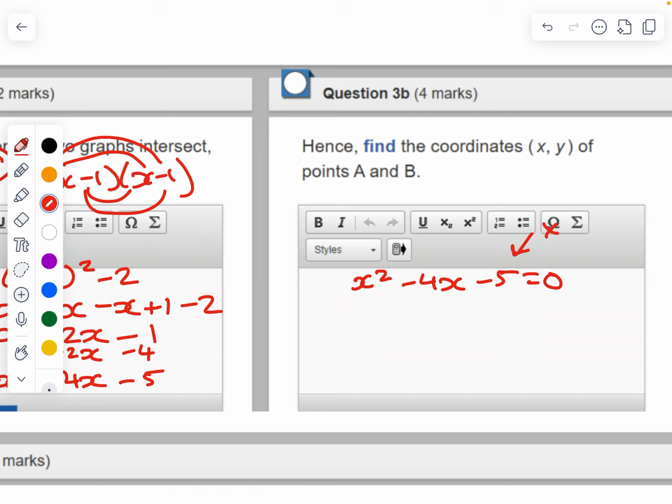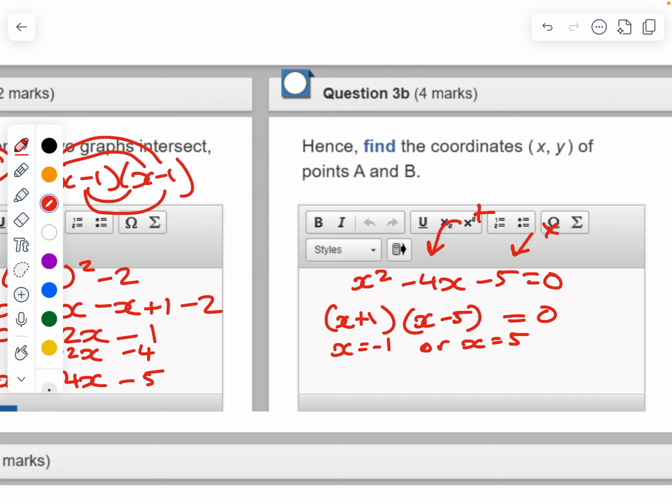So two numbers that multiply to give you negative 5, and when you add them, you get negative 4. So if you open your two brackets, you should have (x plus 1) and (x minus 5). Because one of them has to equal 0, since you're multiplying these two brackets together, that means x is negative 1 or x is a positive 5.